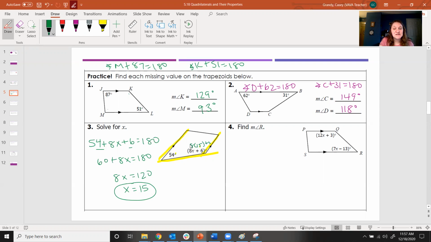I get 126. 126 and 54 added together do give me 180, so I know that I solved this correctly.